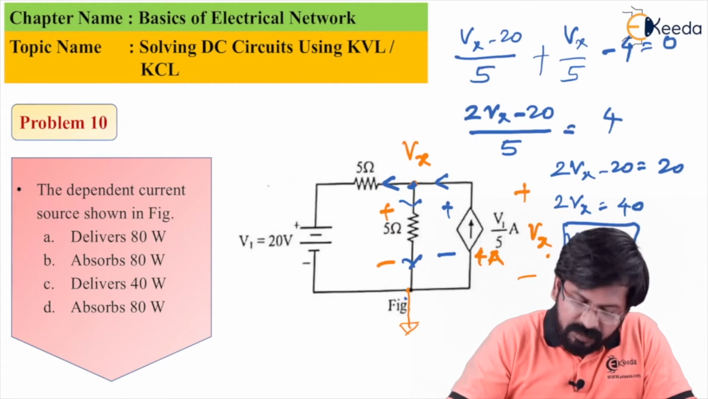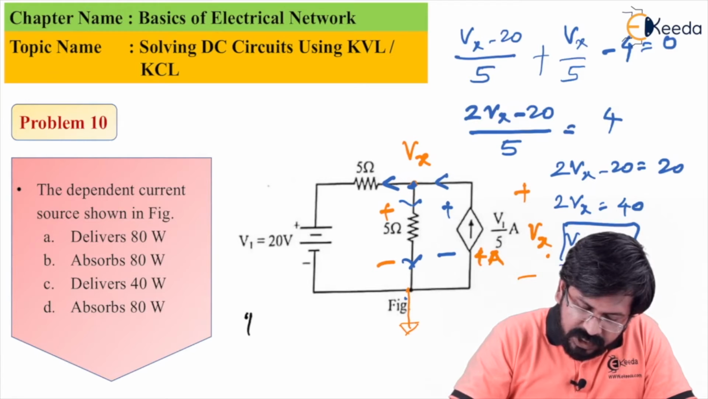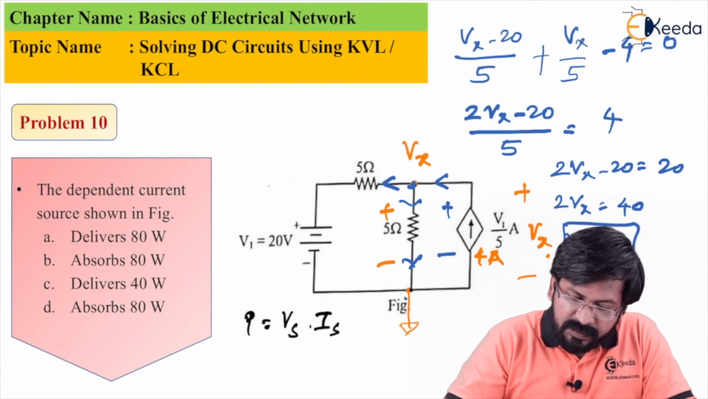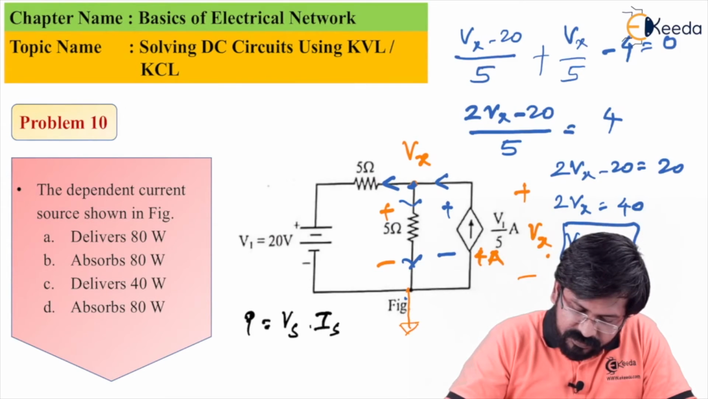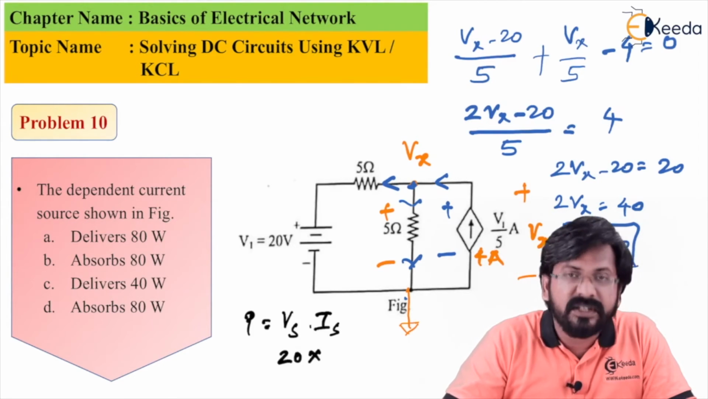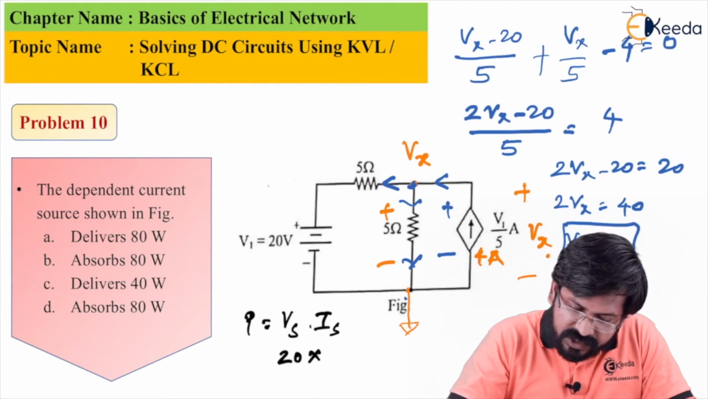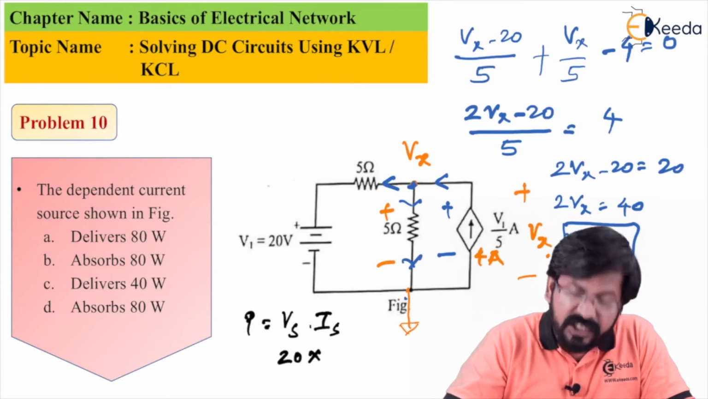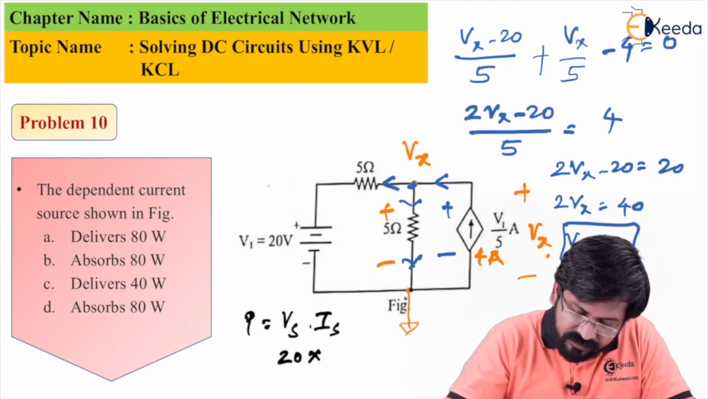So power is given by P equals Vs times Is, where Vs is nothing but the supply voltage, Is is nothing but the supply current. In this case, the supply voltage is 20 volt. And how much current it is supplying, which is nothing but this current. So this current is 4, which gives 80 watt.